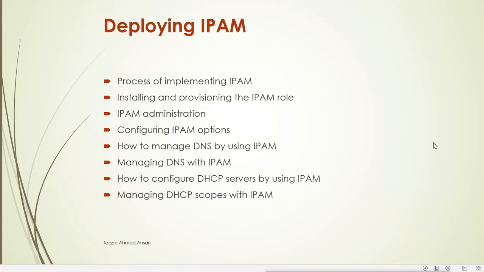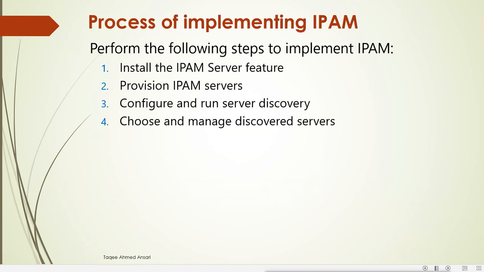Now deploying the IPAM. This is the process for deploying the IPAM. First install the IPAM server feature in the server, then provision the IPAM server, and then configure and run the server discovery. That means first we have to install the IPAM server feature, which comes as a feature in Server 2016. Then we have to provision the IPAM server, that means configure the IPAM server with the settings. Then we will configure and run the server discovery, that means we want to discover all the DHCP and DNS servers available in our domain or forest.